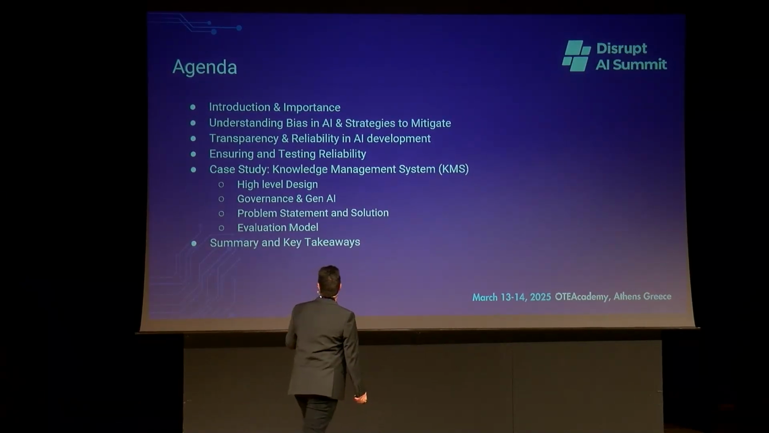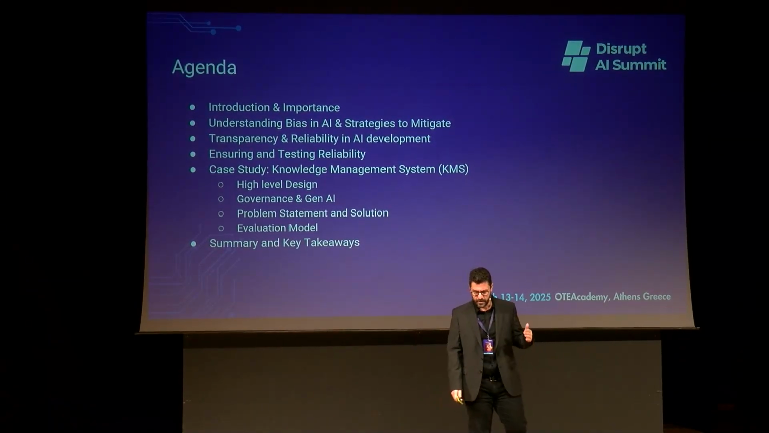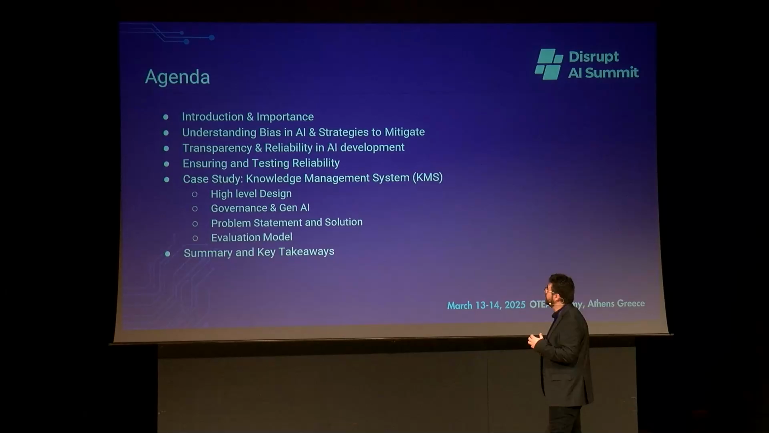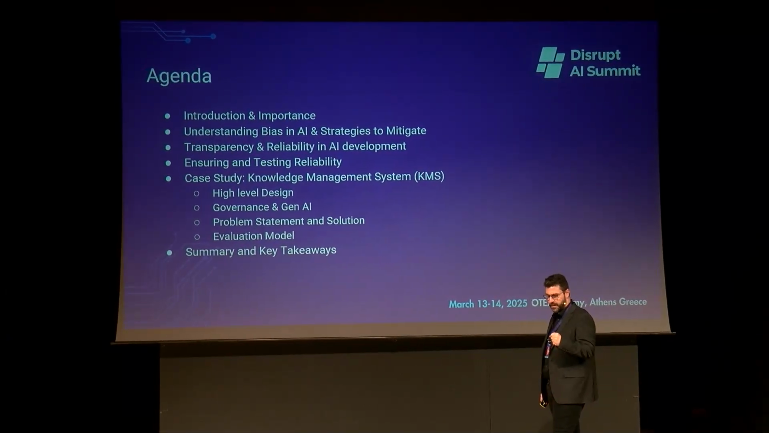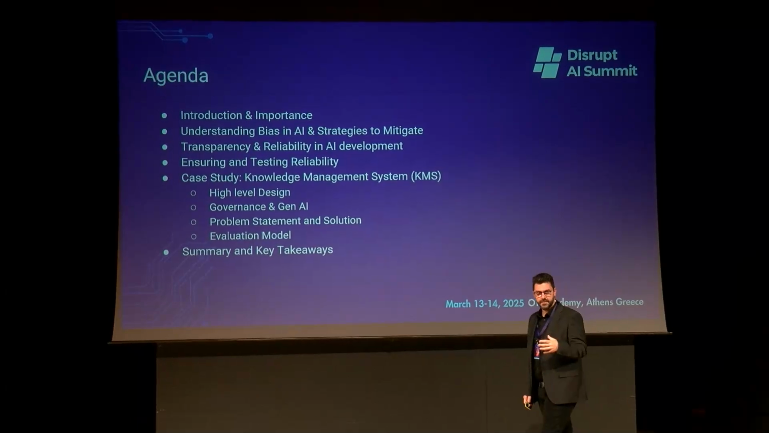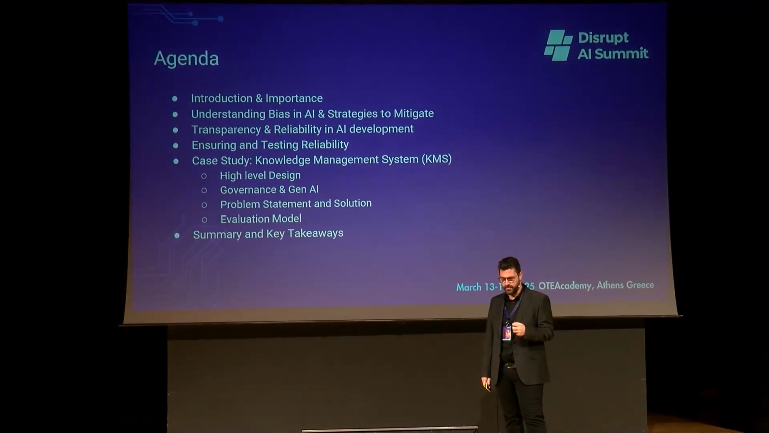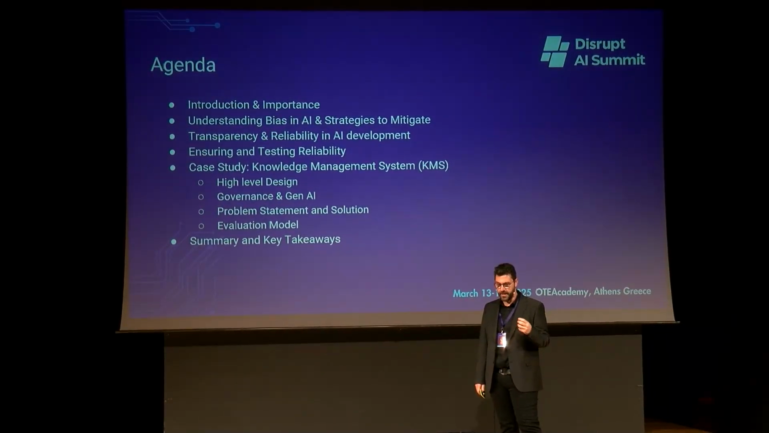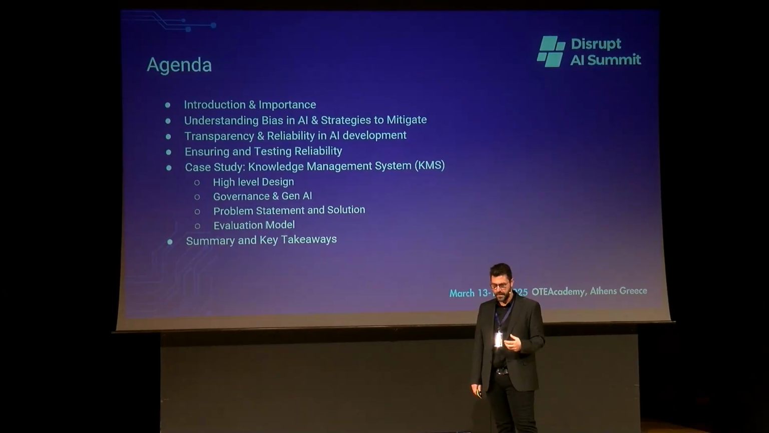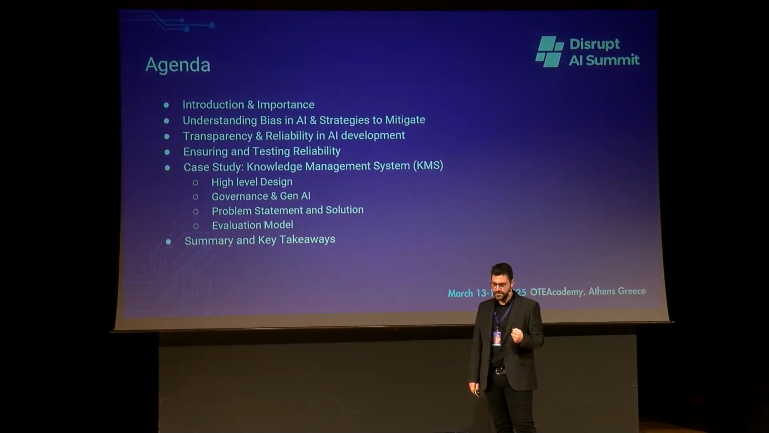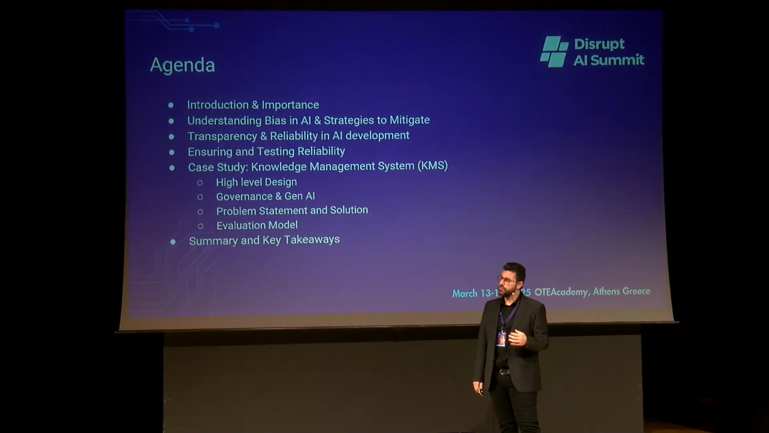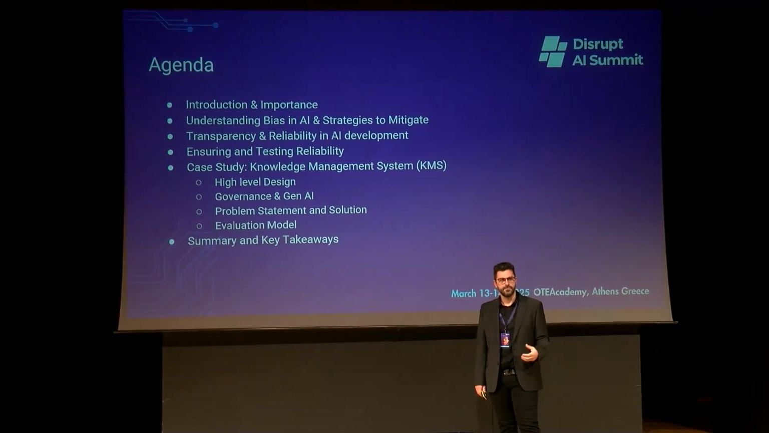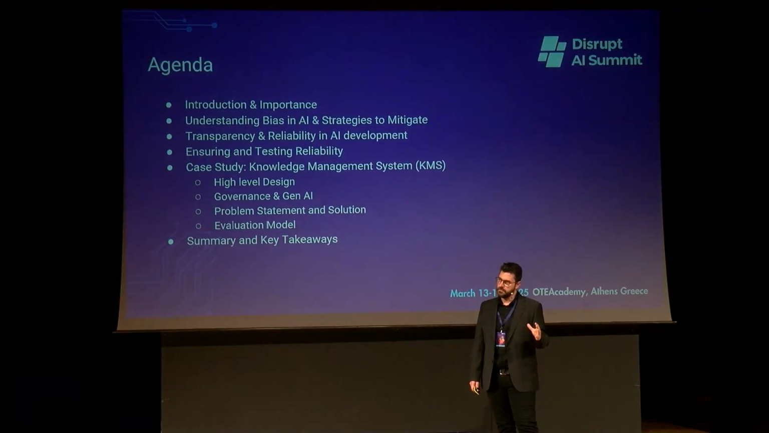So, going through the agenda, as I told you, we're going to go through the introduction and the importance of AI, addressing bias, transparency, and reliability. Then I'm going to discuss some strategies about how we can mitigate the risk of bias, how we can also have some techniques to identify transparency and reliability issues and try to resolve them, how we can ensure testing reliability, and then we'll go through the business case that we have. We have developed a knowledge management system that has several features.